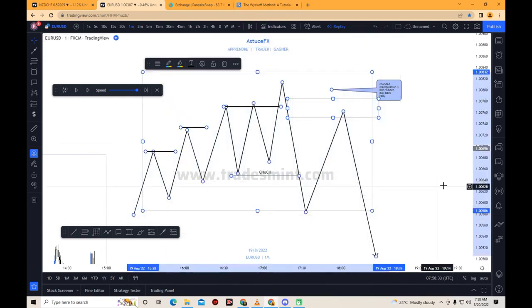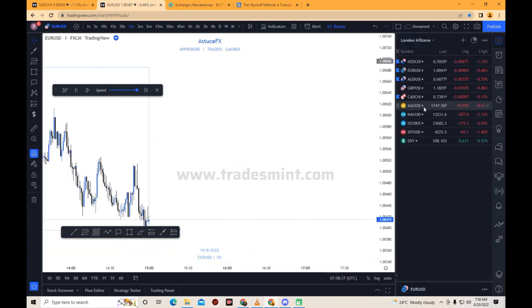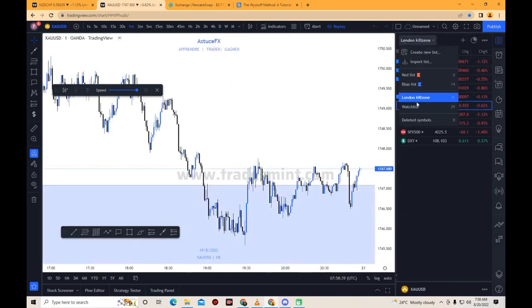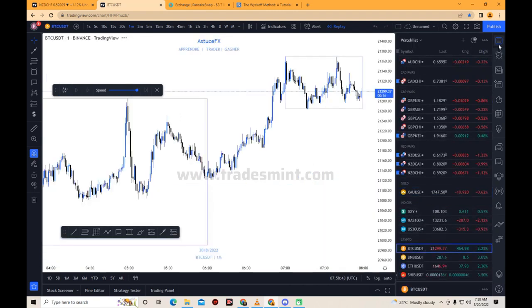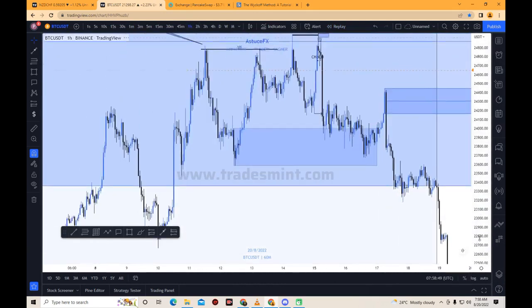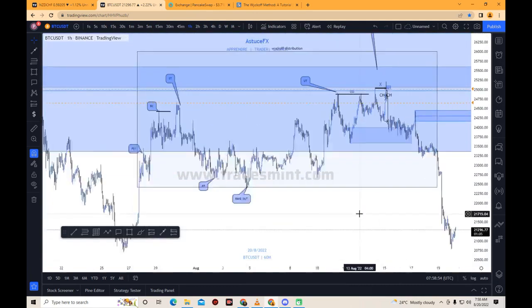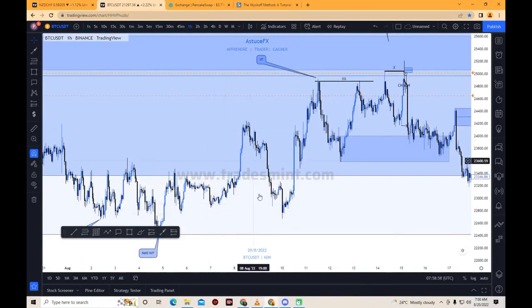Now I can delete this, and I think I have a textbook example on BTC, Bitcoin. Okay, this Bitcoin. If you look at this, if you go to lower time frame, you'll see that price is actually trending. Okay, you'll see that price is trending to the upside.